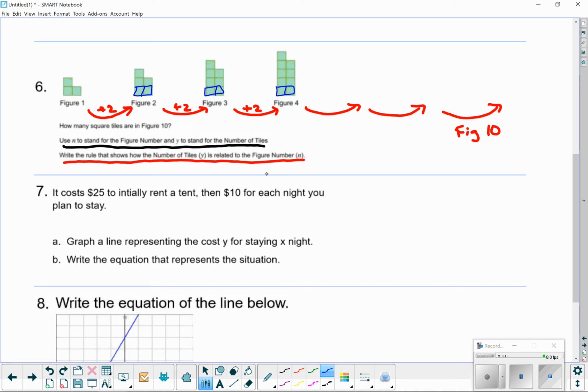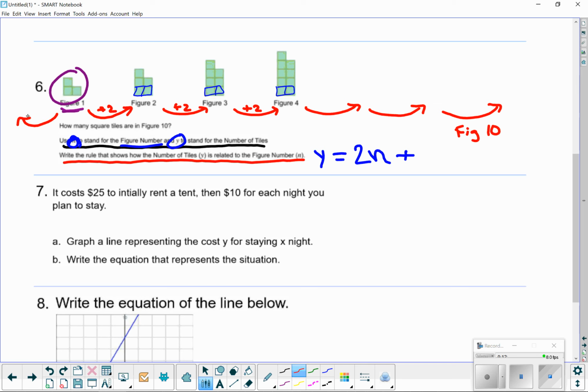So we're going to write this as y equals, because they're asking us to use the figure number, and y stands for the number of tiles. So y is equal to, we're adding 2, and they're saying to use n for the figure number. So it's going to be 2n, because we're adding 2 each time for each figure number. And then we're going to have to add how many we started with. You guys may put 3 down, but that would be wrong, because 3 is actually figure 1. We actually need figure 0.